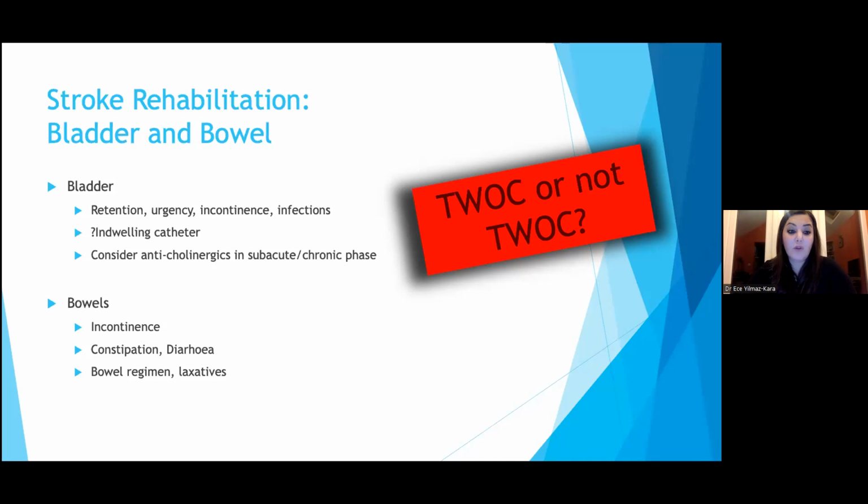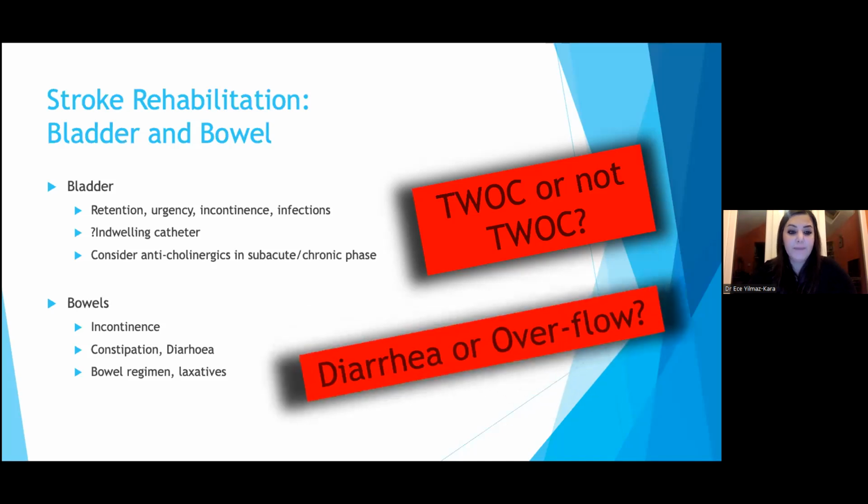Our integral approach is to establish a bowel regime and utilize laxatives and fiber intake as appropriate. I have to emphasize diarrhea or overflow here, because diarrhea may not be diarrhea. Overflow could be presenting as diarrhea, so your patient is really constipated if that's overflow. So you have to use more laxatives and suppositories if needed. But a bowel regime is integral.